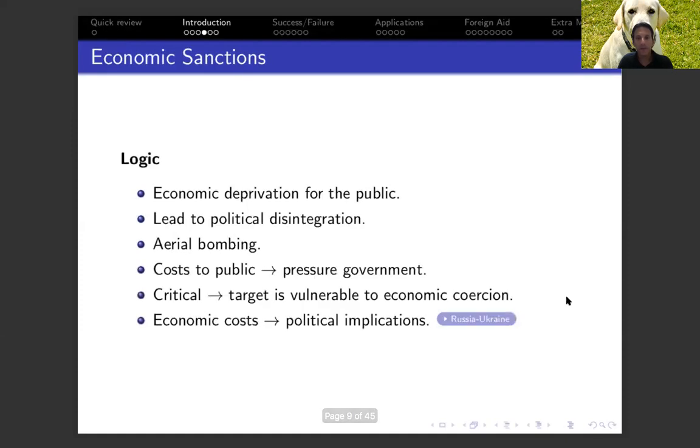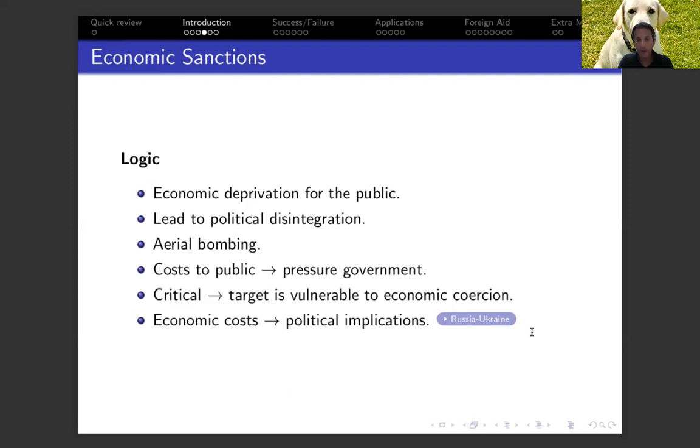The mechanism is relatively simple. It is imposing economic cost on the population of the target state, which in turn has to put political pressure on the government to alter its behavior. But this is the important part here: the economic cost that the sanctions are creating has to be translated into political ones. Otherwise, any change is unlikely. It's also important that the target government be vulnerable to economic coercion. But unless the economic costs are translated into some kind of political implications, any change is very unlikely to happen.